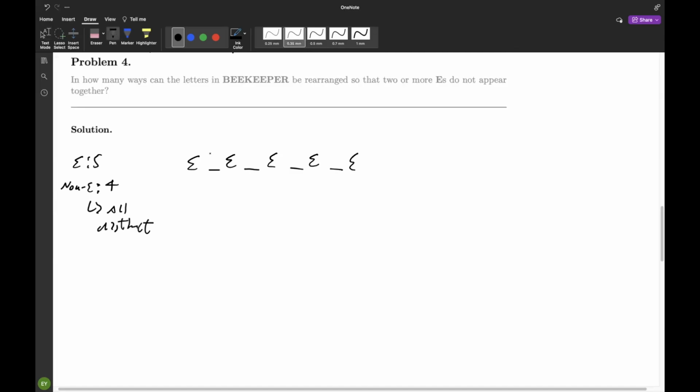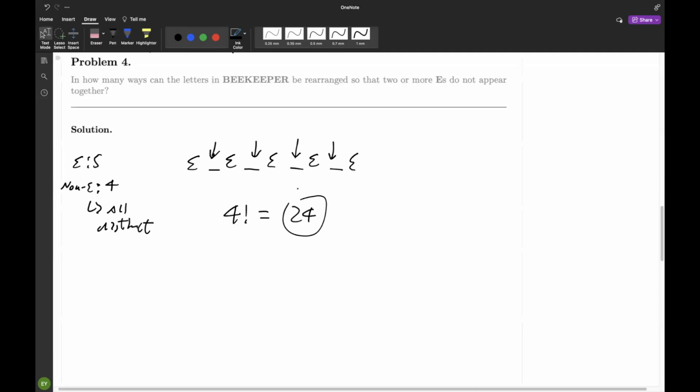So we can place them either here, here, here, and here, so that two or more E's do not appear together. Then, wait, it's actually simple. It's just 4 factorial, which is 24.